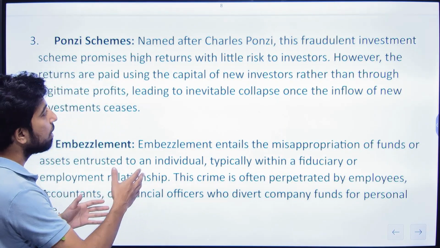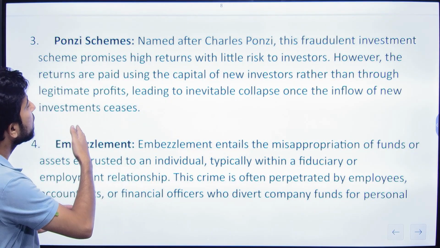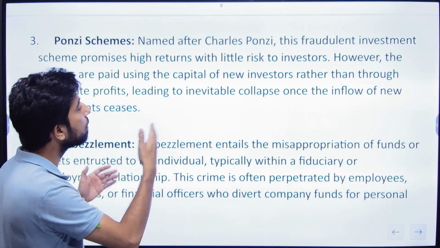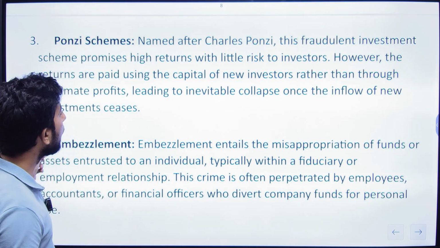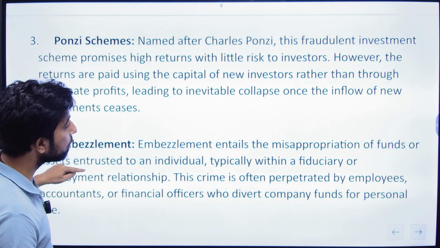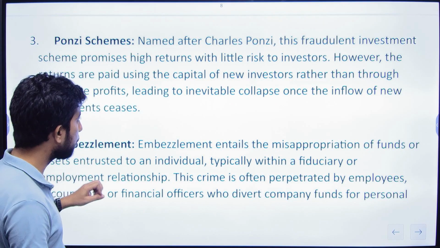Charles Ponzi's fraudulent investment scheme promises high returns with little risk to investors. However, returns are paid using the capital of new investors rather than through legitimate profits.